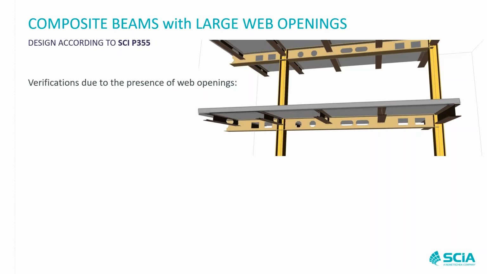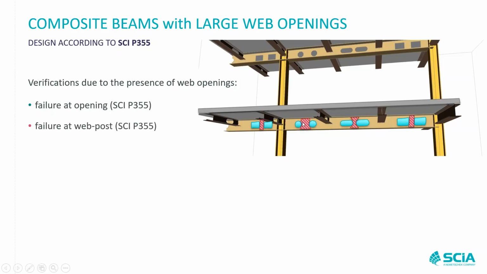So now what do we do in SCIA Engineer? We verify at the openings whether the reduced section can take the internal forces that are acting on the composite beam. We are also checking the web posts, the things in between the openings, or also the large web posts, but these are sometimes less relevant. So we also have checks on web posts, and we also have the SLS checks.